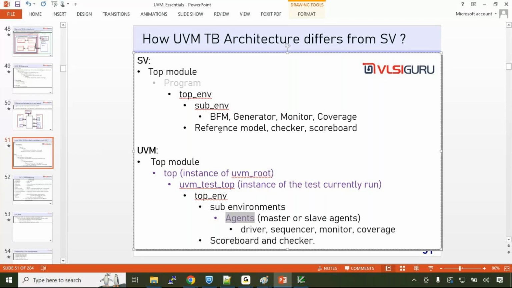Instead of BFM, we use the term driver. Instead of generator, we use the term sequencer and other things. Then, of course, we have scoreboard and checker. Got it, right?